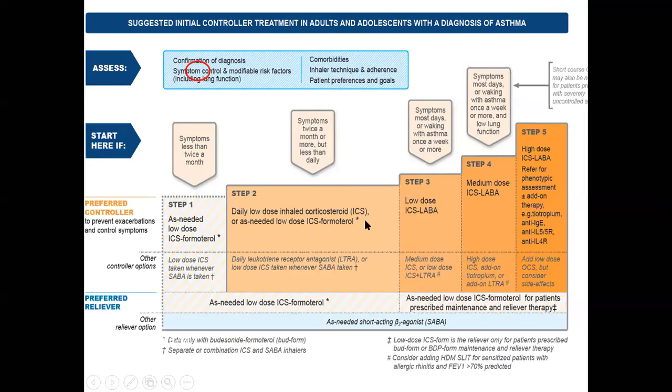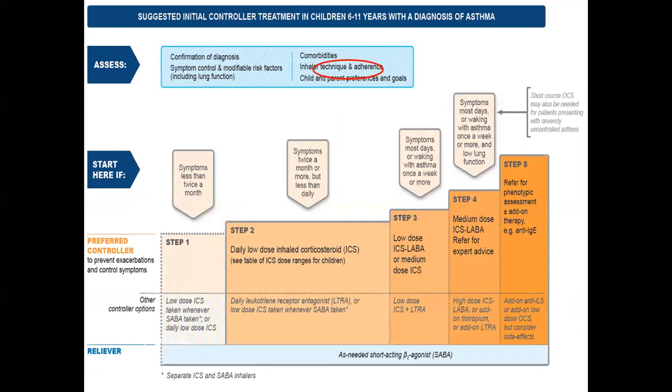Okay, so I will show you the other chart also. This is for children. Children also almost the same. Step 1, I am going to give low-dose inhaled corticosteroids along with salbutamol, but the only difference in children is it's not a combination. I am going to give inhaled corticosteroid separately along with salbutamol.